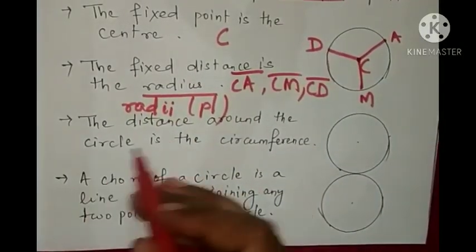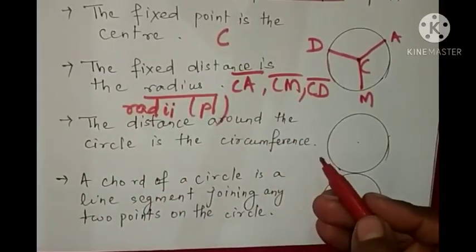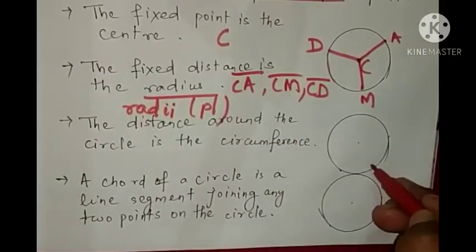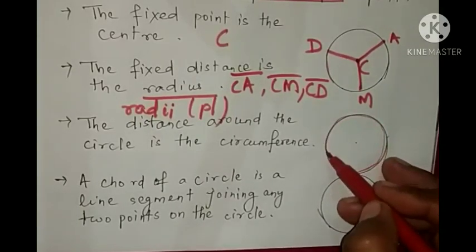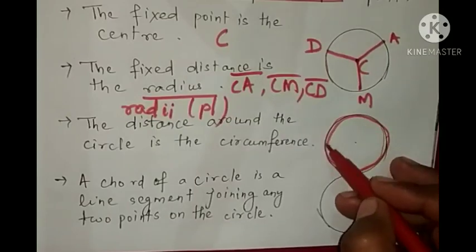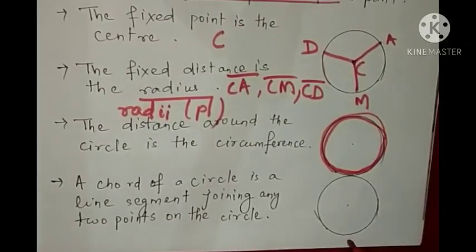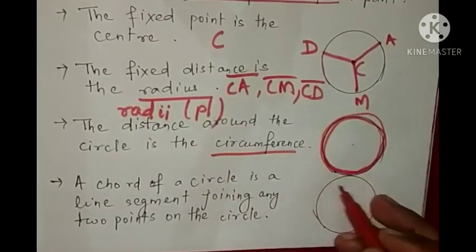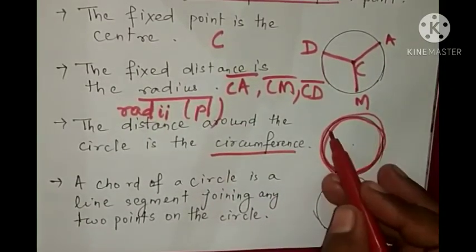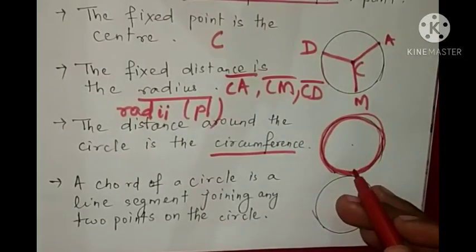Next, the distance around the circle is the circumference. So this is the distance around the circle, or you can say the boundary. This is known as the circumference. The boundary of a circle, or the distance around the circle, is the circumference.